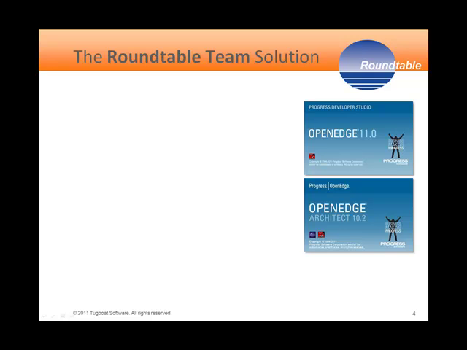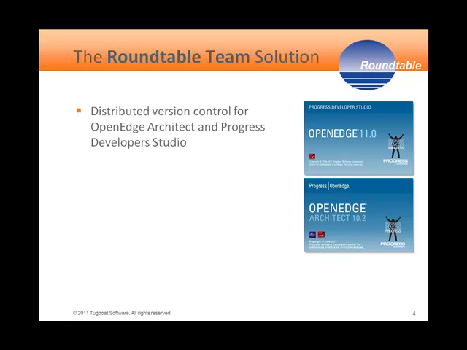Our solution to these challenges is Roundtable Team. Roundtable Team implements a distributed development model where each developer works independently with their own local copy of source. The distributed model, along with Roundtable Team's support for all app server protocols, allows developers to be geographically dispersed.